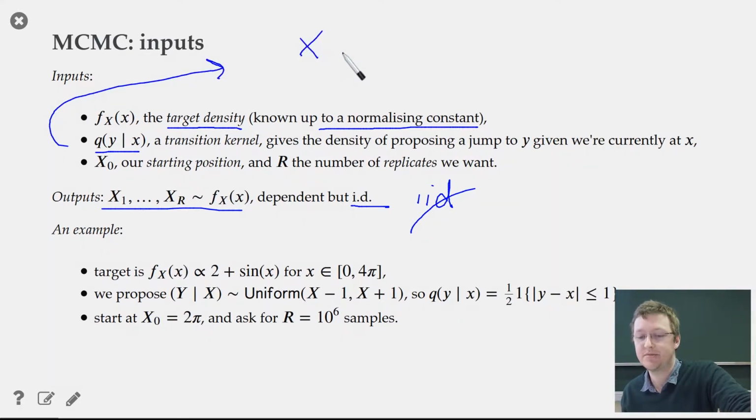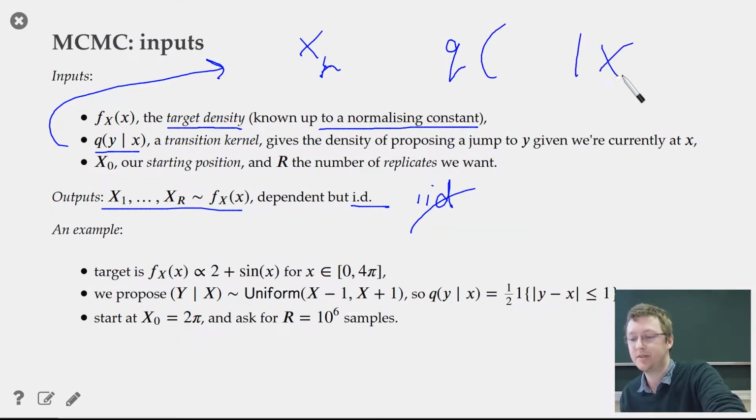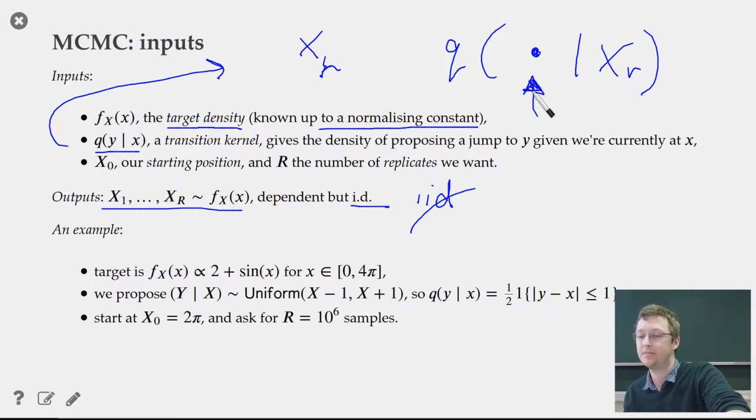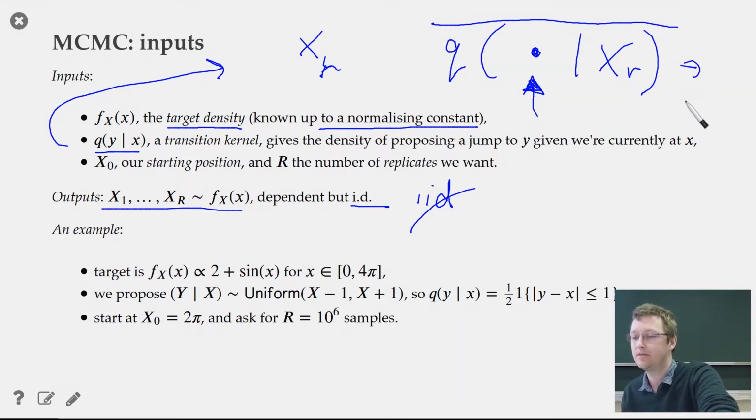How it'll work is, given some x_r that I've simulated, we'll plug that into this transition kernel, and then we'll have a density with respect to the first argument here, and we need to be able to simulate from this density to get the next sample, x_{r+1}.